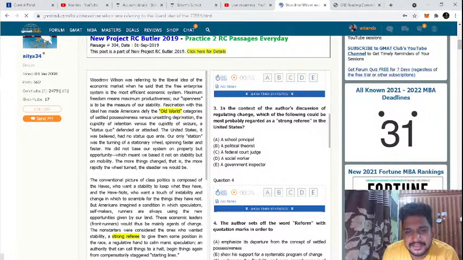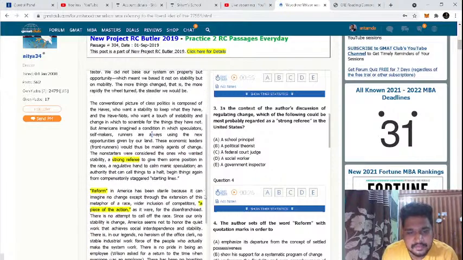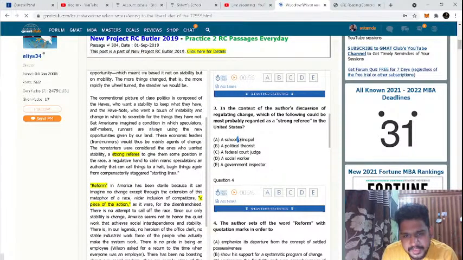In the context of the author's discussion on regulating change, which of the following could most probably be referred to as a strong referee in the United States? This thing, strong referee. The non-status were the ones who wanted stability. A strong referee gives them a position in the race. Basically, someone who can give you a job. A school principal would be too generic. A political theorist, I don't think he can give jobs per se. A social worker can give you food. A government inspector, or a federal court judge. He can pass decisions which will help you.